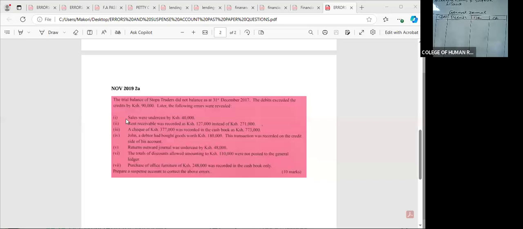One, sales were undercast. Undercast, less amount was recorded by 40,000. You just remember that sales account is credited. If we credited with an undercast, then we need to add this 40,000 there. Undercast, we said you put it on the same side the account was recorded. Because sales is credited and we credited by less 40,000, then we shall add the 40,000 by crediting the sales account again. The other account that will be affected, when it is one account, we said we will have to involve the suspense.